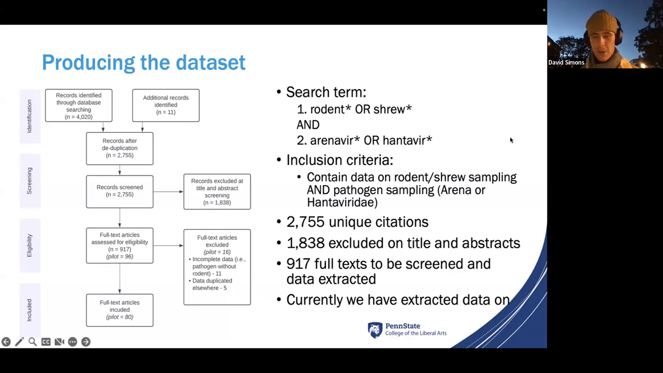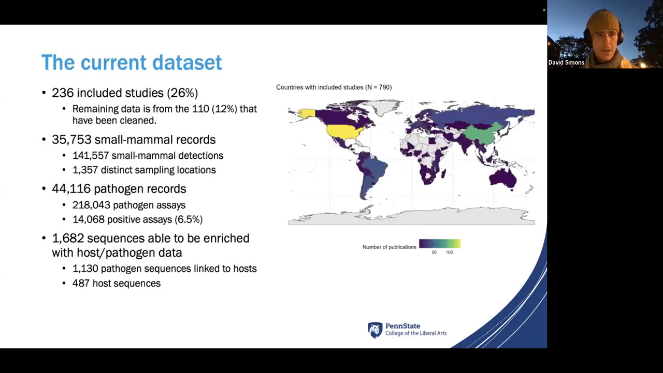And oh, I missed that one out. Currently, we've extracted data on around 236 studies. But as I mentioned, a few different people are helping with this, and I've only gone through the cleaning steps on the data that I've extracted. So all of the data that I'm going to present now is just related to those 110 sample studies that I've extracted data from myself. And that represents 12 of our total sample that we need to get through. But that's around half of all the ones that we have data on.